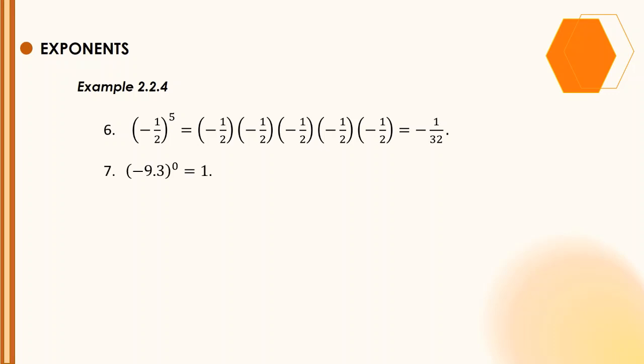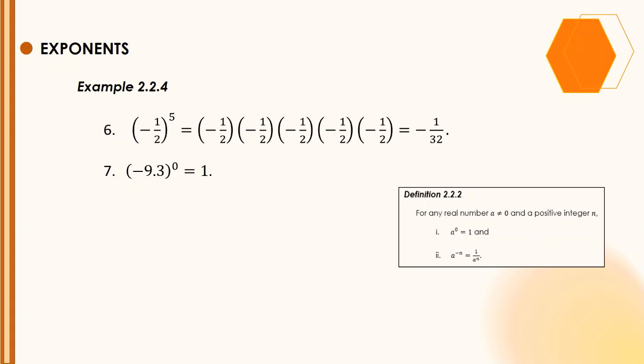Number 7 is negative 9.3 quantity to the power of 0 is equal to 1. From definition 2.2.2 number 1, pag yung a ay may exponent na 0 will be equal to 1. Maliban na lang yung a is equal to 0 dahil magiging indeterminate. So, negative 9.3 to the power of 0 is equal to 1.